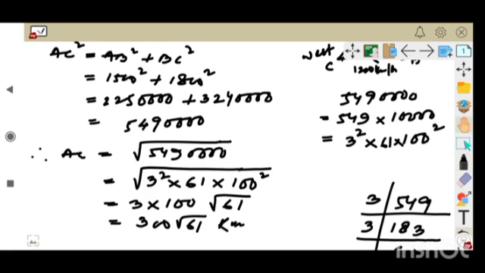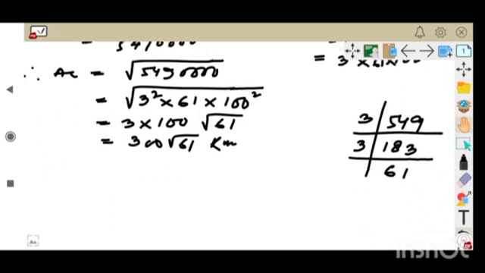So the required distance between the two aeroplanes is how much? 300 root over 61 kilometer. So let's give the conclusion here.